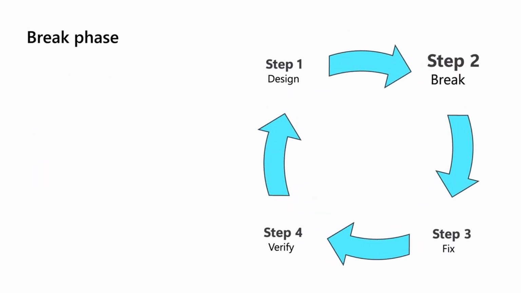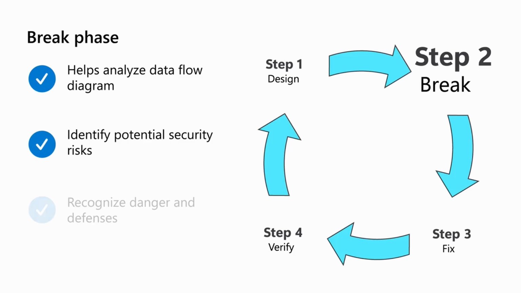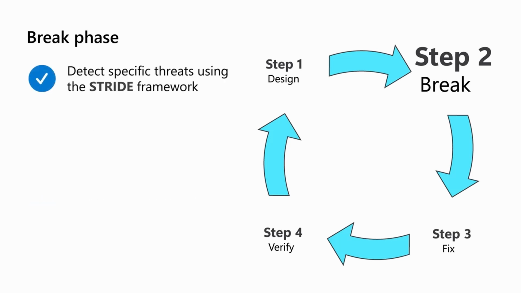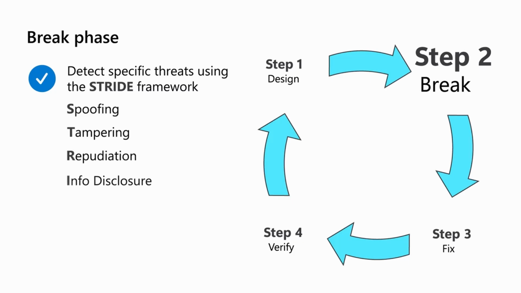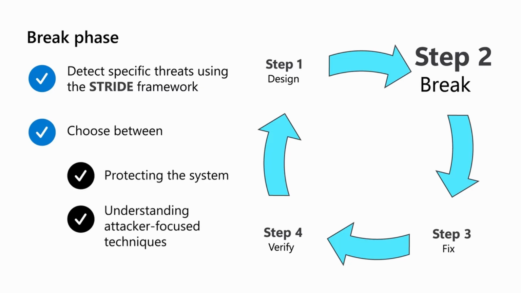The second is a break phase, where you can use a threat modeling methodology to analyze the data flow diagram and identify potential security risks for your system. Furthermore, it aids in recognizing the most typical dangers and defenses. You can detect specific threats through the spoofing, tampering, repudiation, info disclosure, denial of service, and elevation of privilege framework, also called the STRIDE framework. And choose between protecting the system and understanding the attacker-focused techniques.